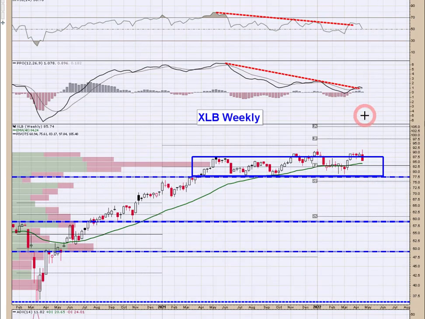Let's go through the sectors, because I think there's been some fairly dramatic changes over the last week that I want to point out. Here's materials. For the most part, materials have been doing well. They've been consolidating, and we've had breakouts in the past. This was a fake one. Came back to the bottom of the chart. Now we had another breakout.